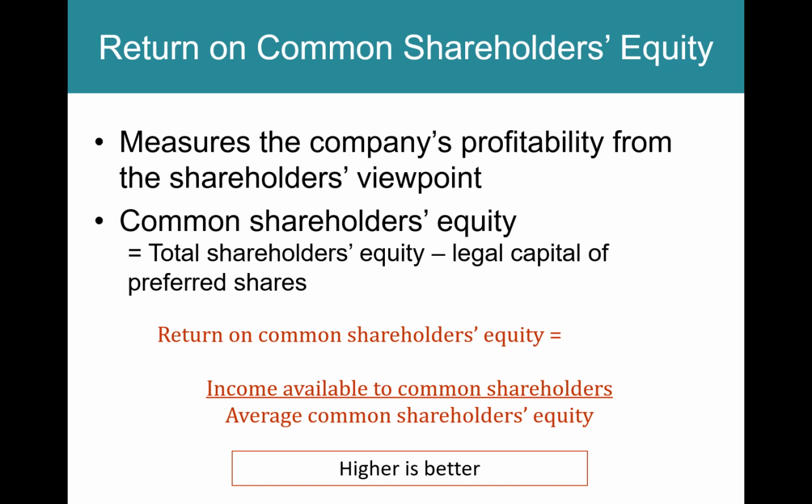Return on common shareholders' equity is a measure of the company's profitability from the shareholder's viewpoint. Common shareholders' equity is equal to total shareholders' equity minus the legal capital of preferred shares. So, our return on common shareholders' equity is equal to the income available to common shareholders divided by the average common shareholders' equity, and generally, higher is better.